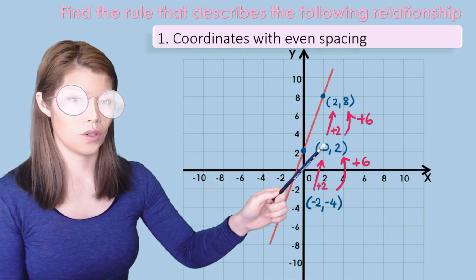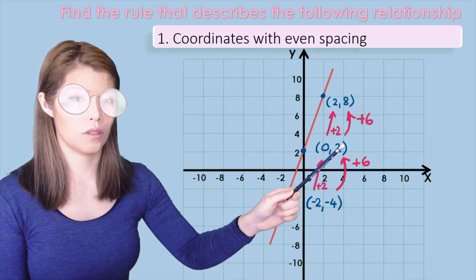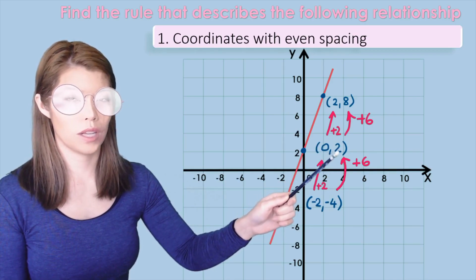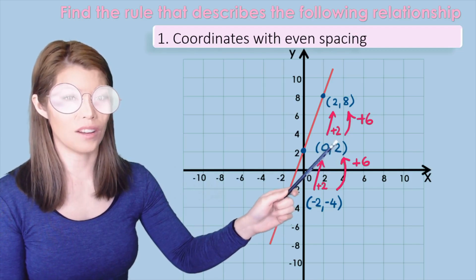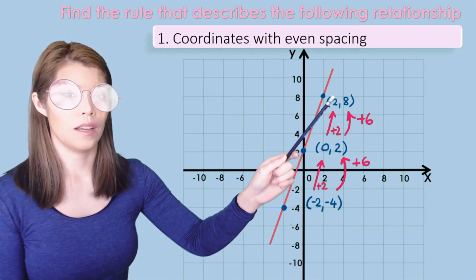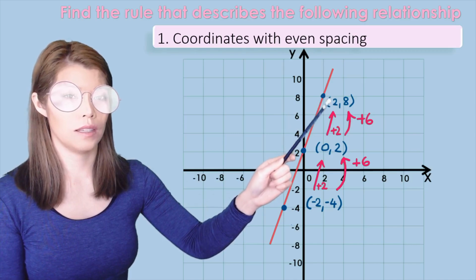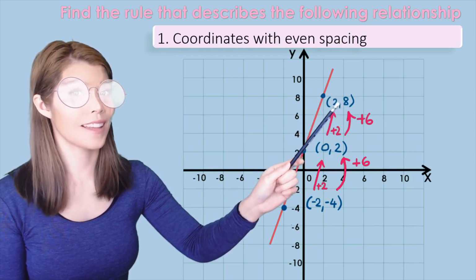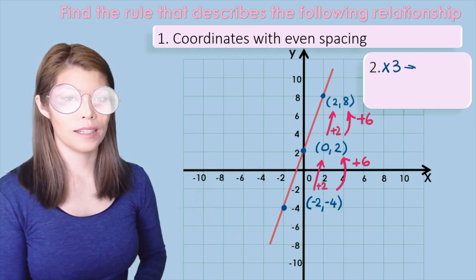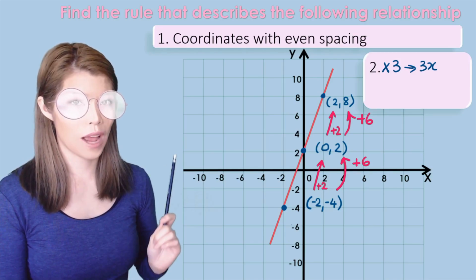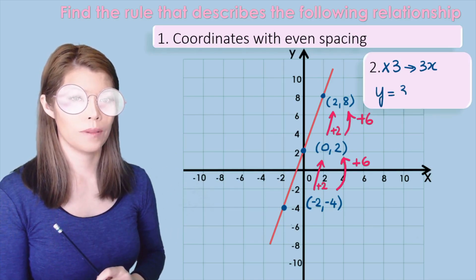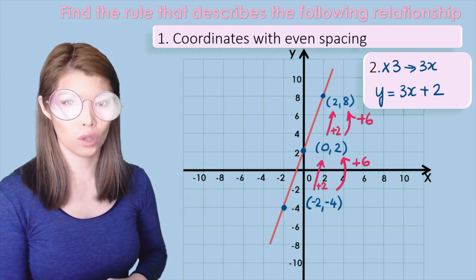So if we do 0 times 3 is 0, we don't get 0, we got 2. So we have to add 2. Let's try this one. 2 times 3 is 6. Adding 2 gives us 8. So our equation is multiplying by 3, but then we have to add the 2. So y equals 3x plus 2.